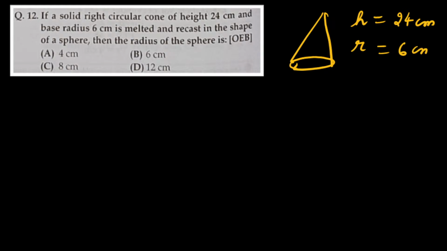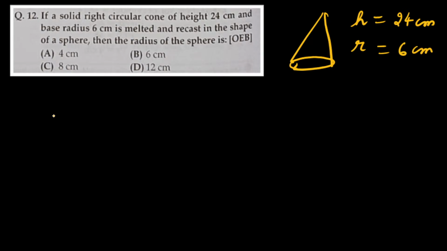Question number 12. So now strength is increasing. Earlier it was very less. So if a solid right circular cone of height 24 and base radius 6. So one cone is there, a right circular cone. So this cone's height is given to us. Height I can write as h, so 24 centimeter, and its base radius is given to us as 6 centimeter.